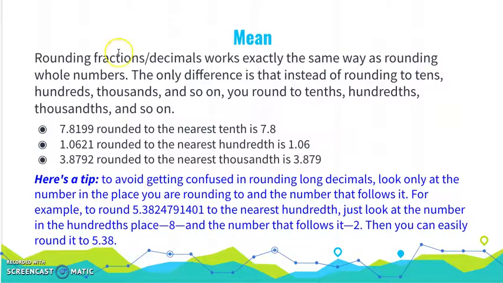Now, same thing with the decimal place. You just need to look at the number that's after. So if I'm rounding to the nearest tenth, I look at the number afterwards. 1 is smaller than 5, so it just stays as 7.8.